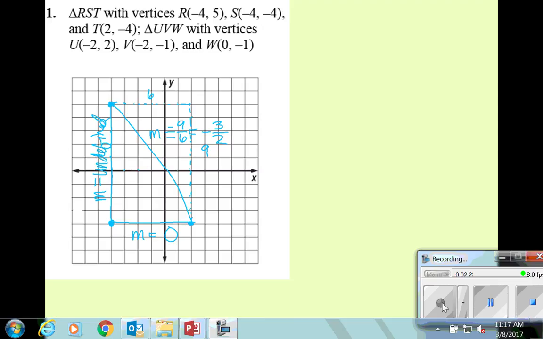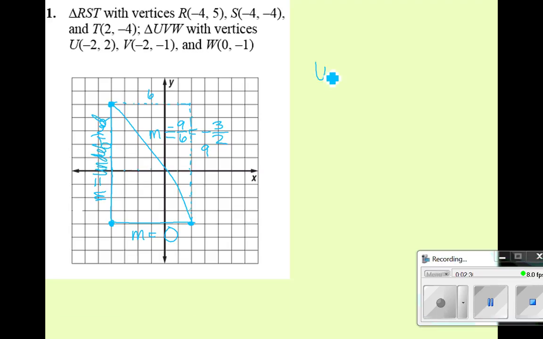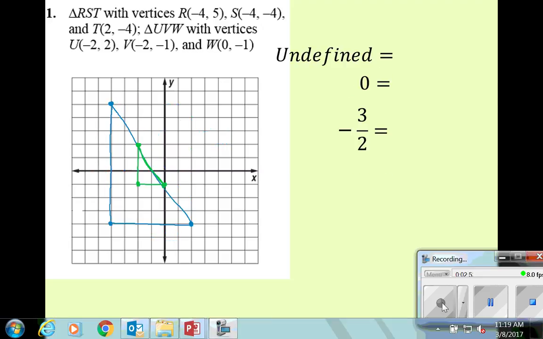To show our work, we're going to go off to the side and write the first slope that we have, which was undefined. The next one was 0, and the next one was negative 3 over 2. We're just going to make a list of them. Now I want you to pick up your other color, and make triangle UVW with that color. I kind of cleaned it up a little bit with the typing part.